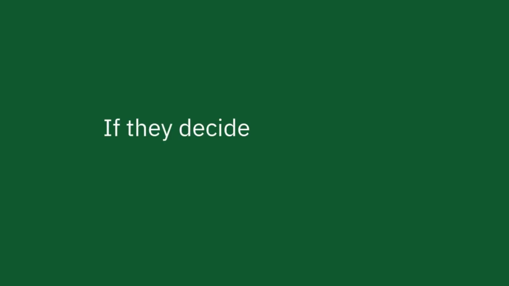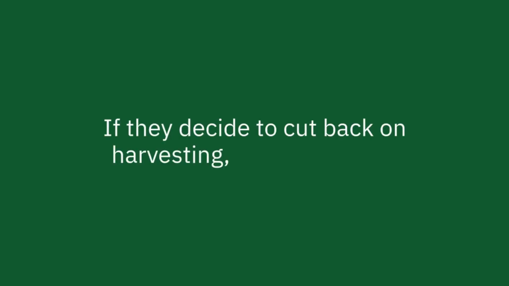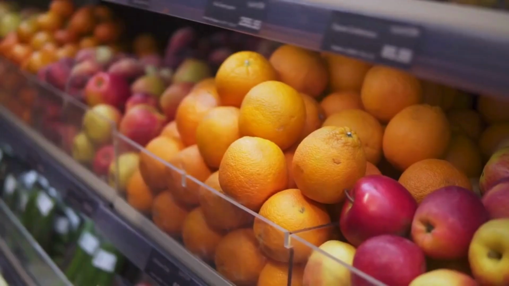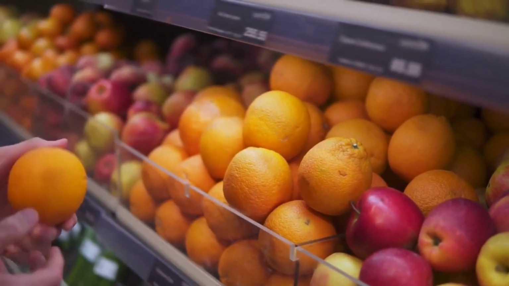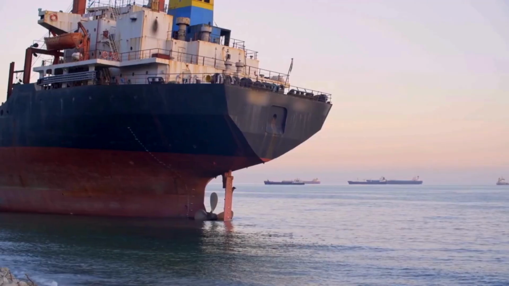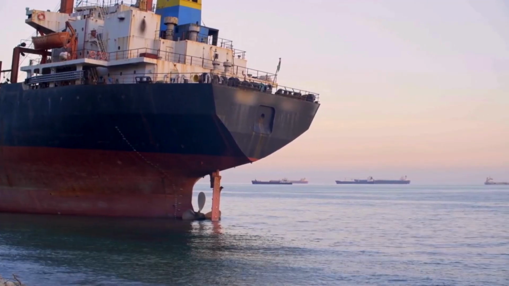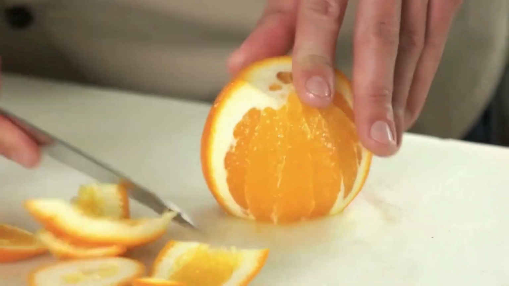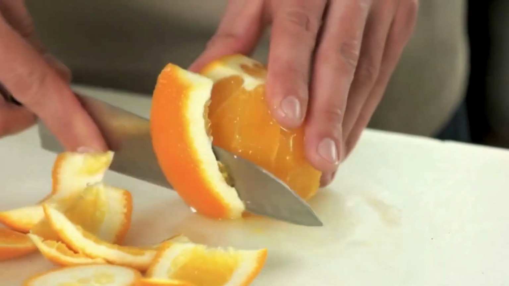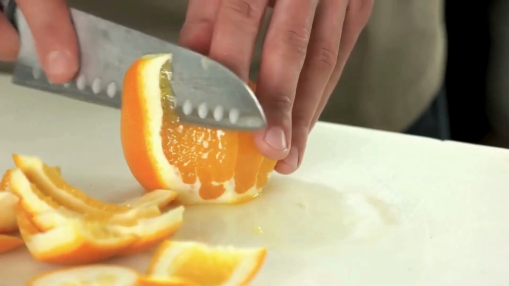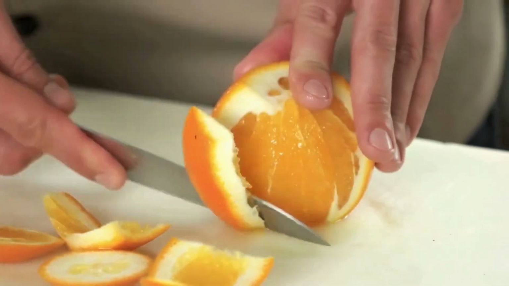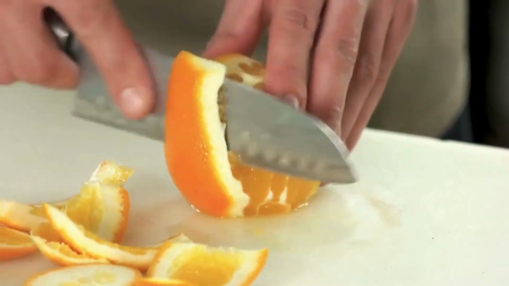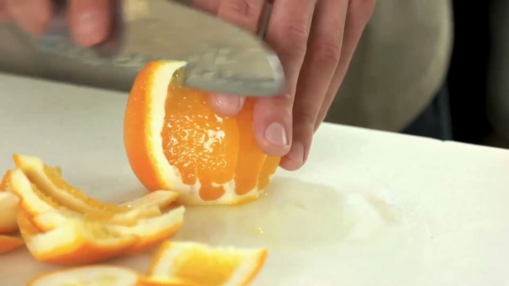If they decide to cut back on harvesting, what happens? Fewer bananas in the market. Prices go up. They have a huge influence on global banana prices. People even buy and sell future bananas, contracts to buy bananas next month at a certain price, hoping they can make a profit when the actual bananas arrive.